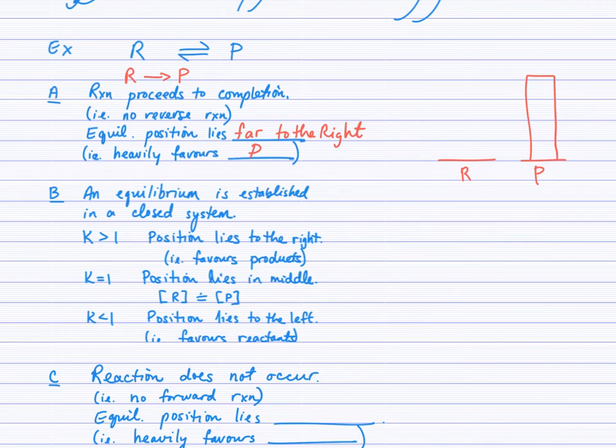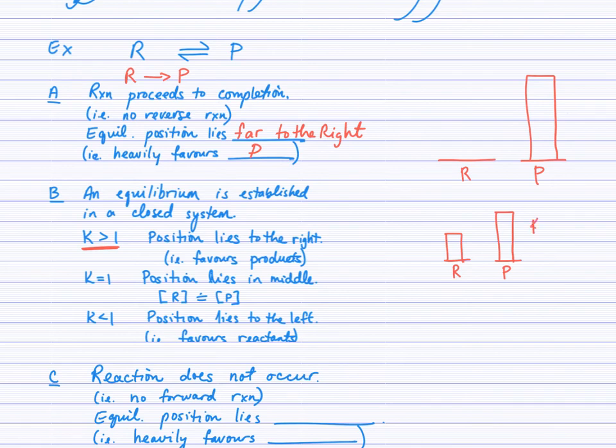Okay, now what's another option? Well, an equilibrium could be established for a reversible reaction in a closed system. So let's say that the position lies to the right, and I'll talk about the value of K in tomorrow's lesson. But let's say the position lies to the right, not far to the right, just to the right. In that instance, we will have some reactants, but we'll definitely have more products than reactants. So the height of the bar graph is representing the amount of products, and you can see that there are more products than reactants at equilibrium.